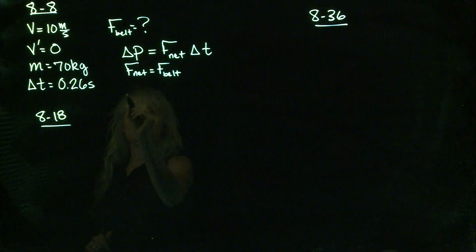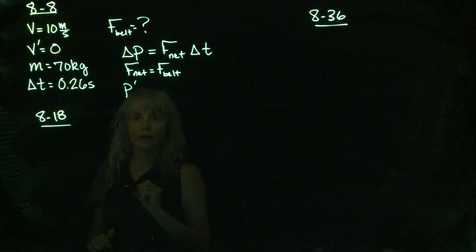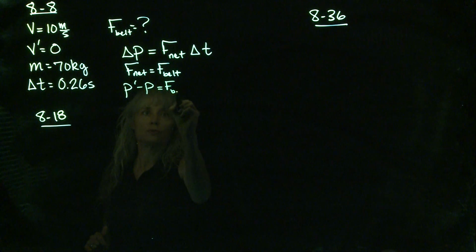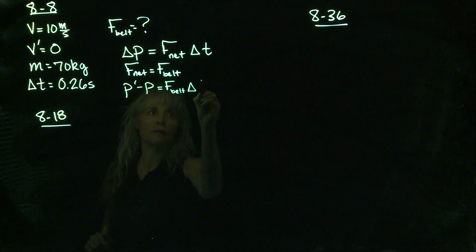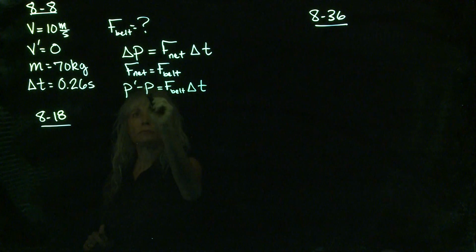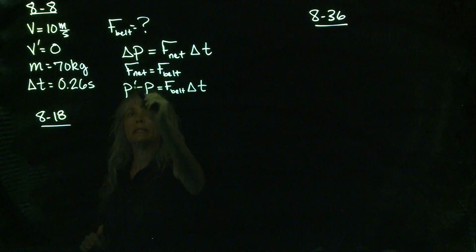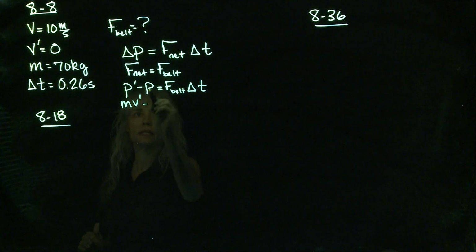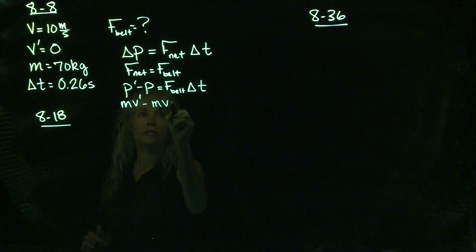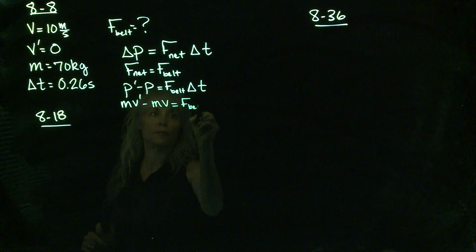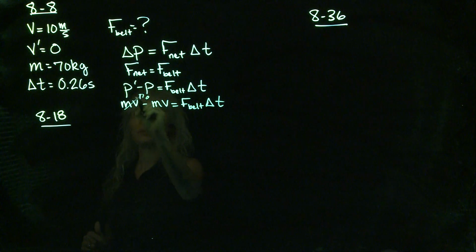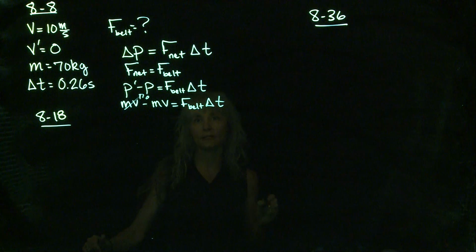So delta P is P final. Remember, all quantities that are final get primes, minus P initial. And that then is going to be equal to the force exerted by the belt times the time that that force is exerted. The final momentum is 0 because that is the mass times the final velocity minus, again, the initial is mv, and that's equal to the force exerted by the belt times the time. And this quantity is 0 because the final velocity is 0.